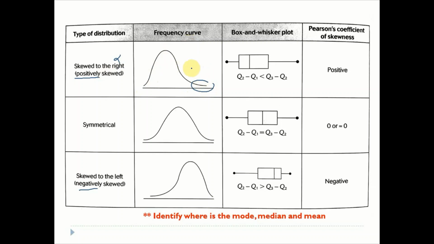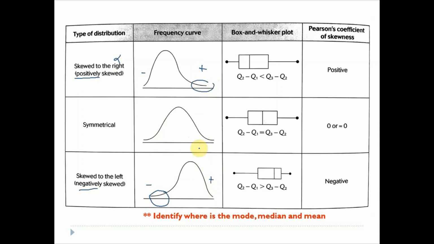So why do we call this positively skewed? Because this part we know is positive, this part is negative. So bila dia makin kecil dekat part positif, it is positively skewed. Kalau symmetrical, we see that both are the same. Okay, and then when negative, we see that dia makin kecil sebenarnya dekat negative, so dia adalah negatively skewed.